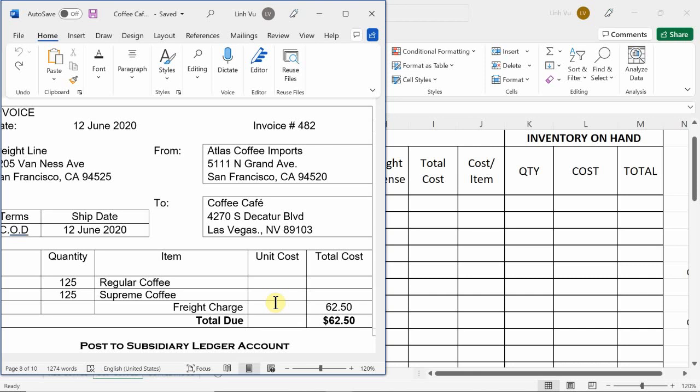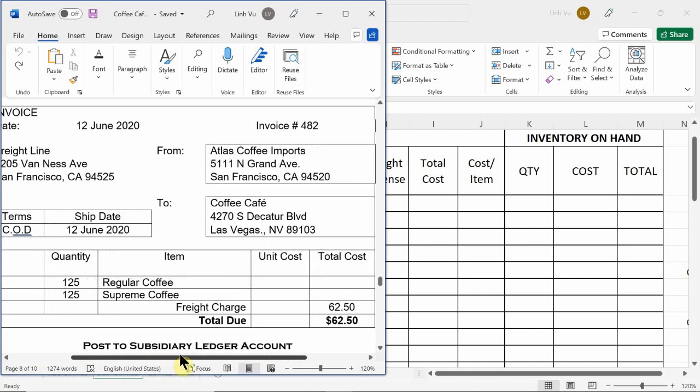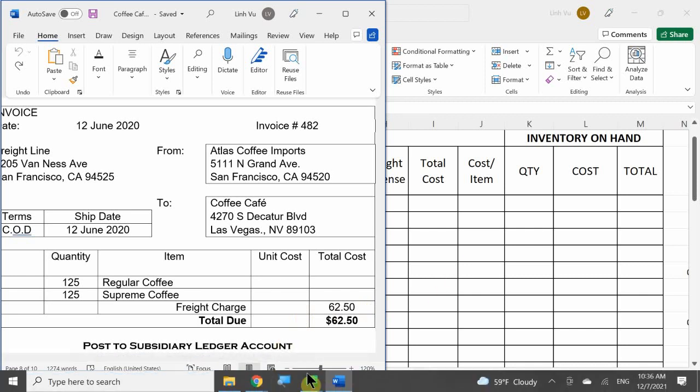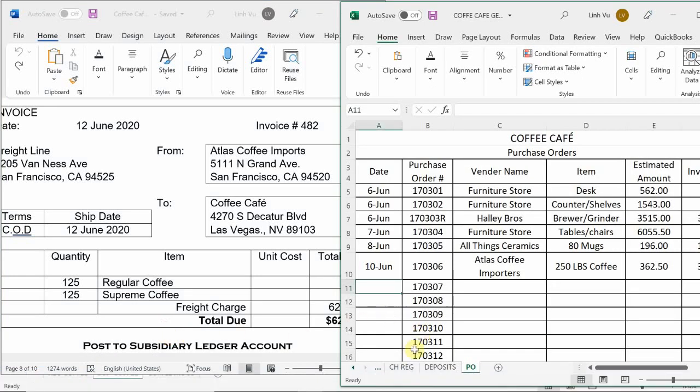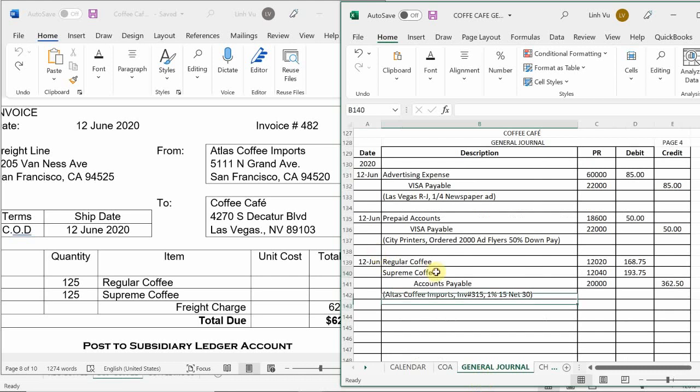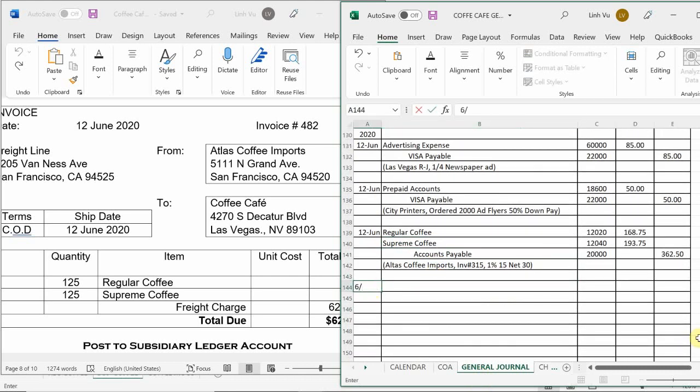Okay, so how did I pay them? With checking. With a check because it's COD. COD stands for cash on delivery. Now, how am I going to journalize this transaction, how am I going to journalize the freight charges? Freight expense. Okay. Now in this case, is this going to be a separate cost to the company? Yes, since it's a third party?